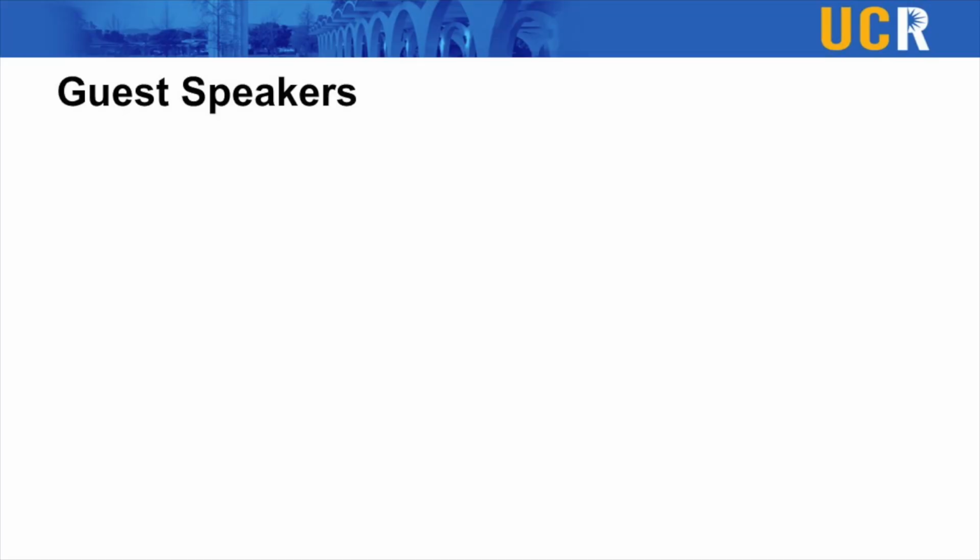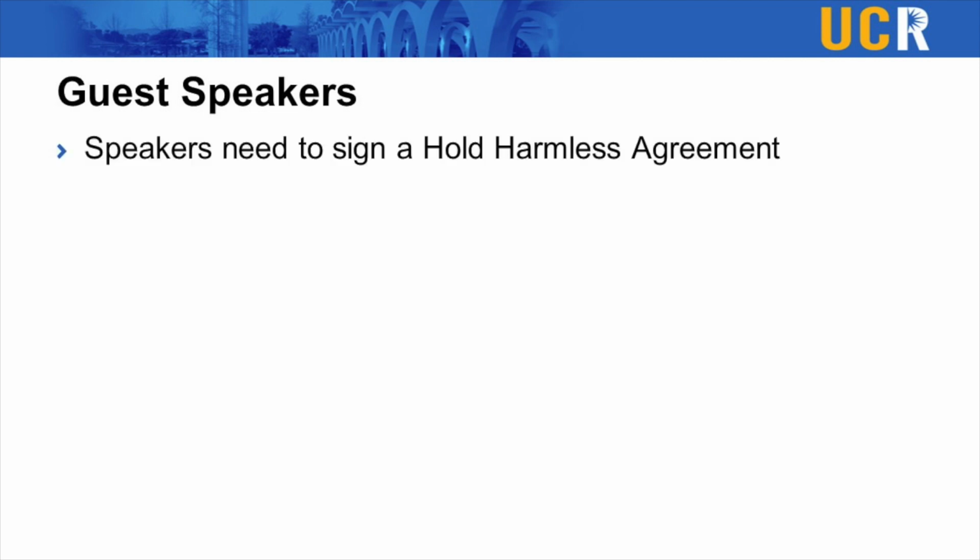Occasionally, your student org may want to bring a guest speaker to one of your meetings or events. This could be someone who speaks at your meetings regularly, or it could be a one-time thing. Anyone that's not associated with the university, so not a staff, student, or faculty, has to sign a form similar to the Policy Compliance Form's Hold Harmless Agreement section. By signing this form, your speaker is agreeing that whatever they're talking about, the university isn't condoning or approving.